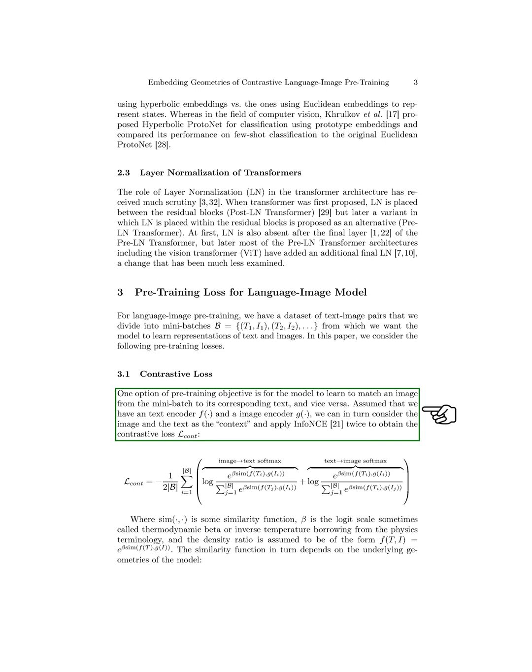We apply InfoNCE twice to derive the contrastive loss, which involves a similarity function and a logit scale, with the density ratio expressed in terms of the similarity between the text and image embeddings.